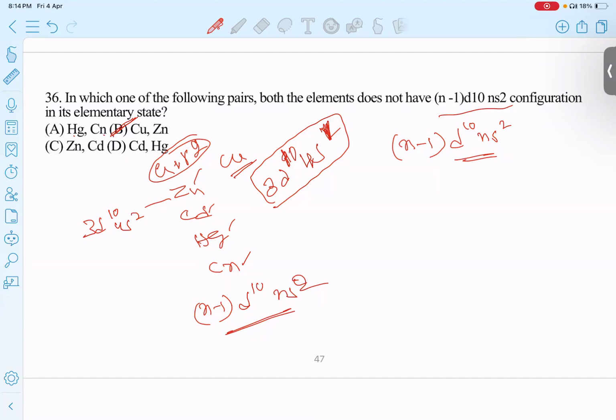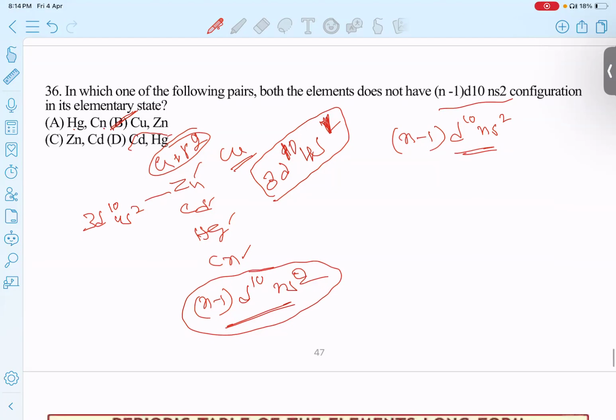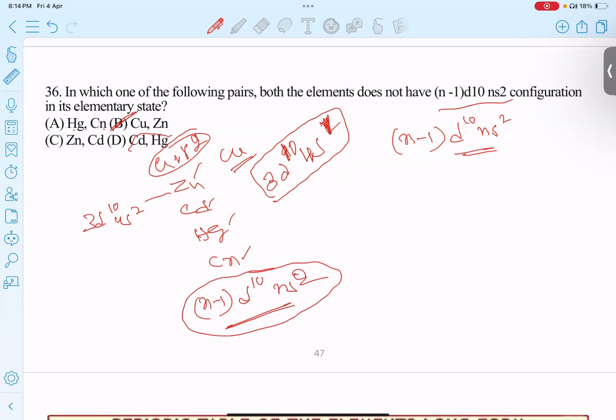Now, zinc, cadmium and mercury, all three, contain (n-1)d10 and ns2 configurations. So the correct option is B, because copper's electronic configuration is 3d10 4s1.